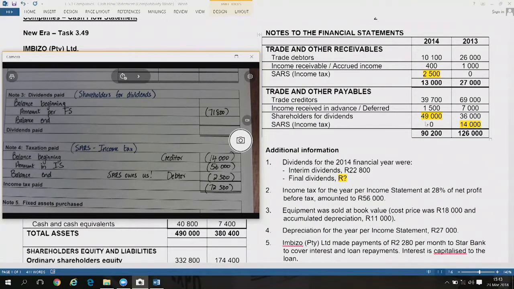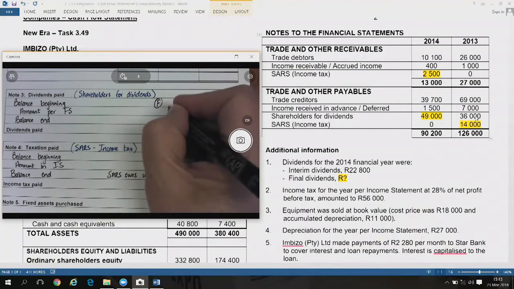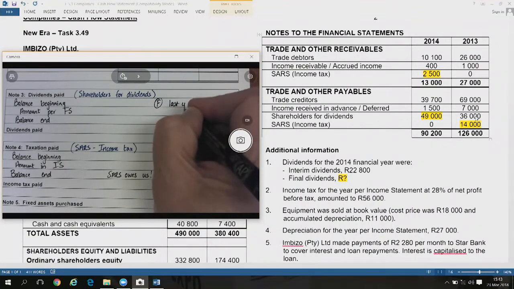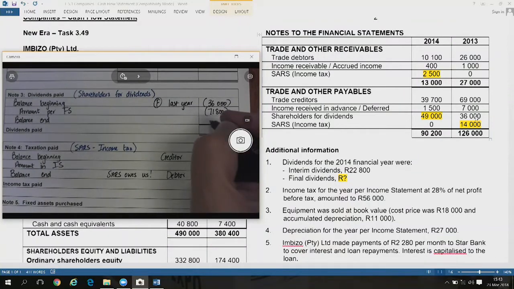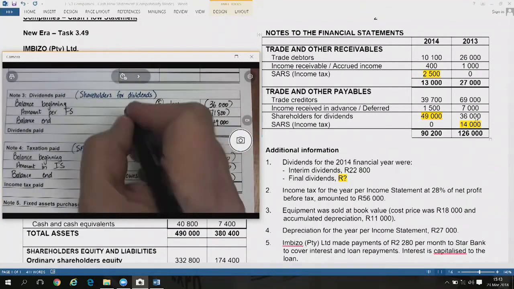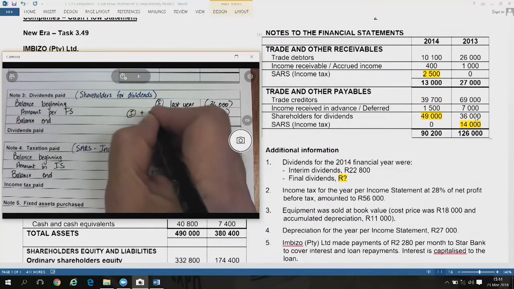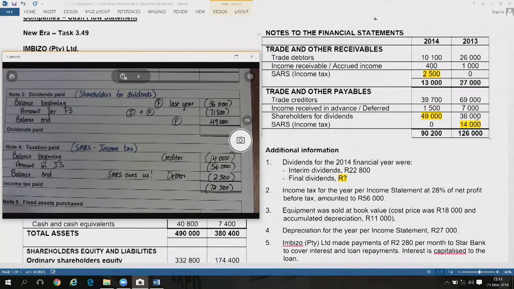Then we've got the shareholders for dividends there in the beginning of the year, 36,000. That is the final dividend of last year. Did we pay this year? Yes, we did. The 49,000 is the final dividend of this year. What is the 71,800? The interim plus the final. We didn't pay the 49,000 because we owe them. That is the final dividend.